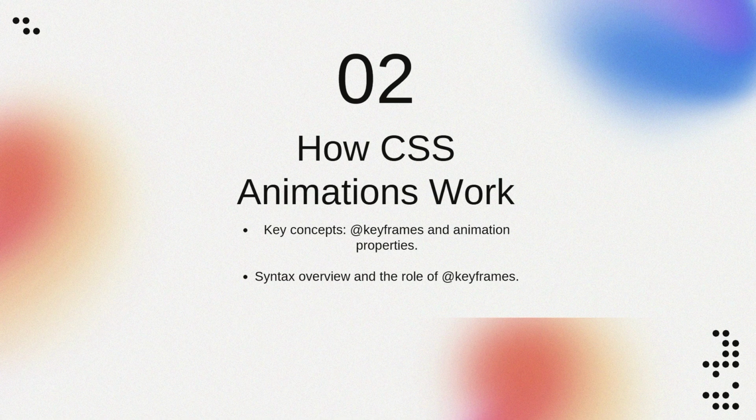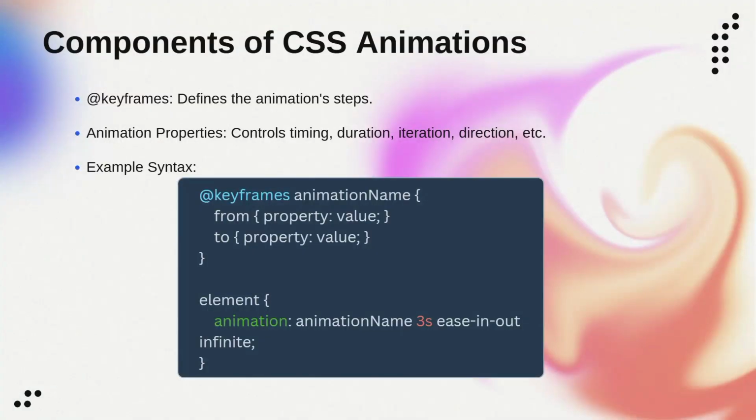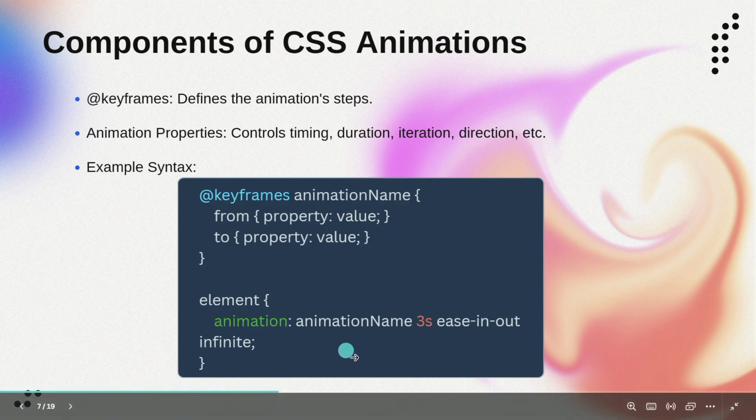Let's see how CSS animations work. To create an animation, we need two things: a set of instructions defined in keyframes and properties to control how the animation behaves, like how long it runs, how often it repeats, and so on. So, this is one of the examples. We have the keyframes, then we have the animation name, and the duration and properties of the keyframe. Then we have the element where the animation name is defined and properties are defined.